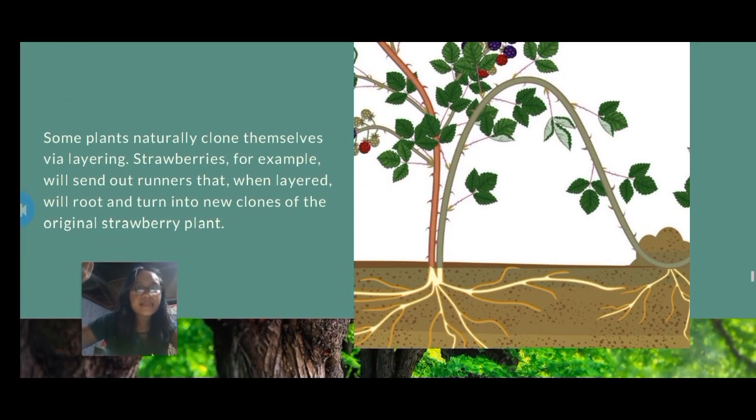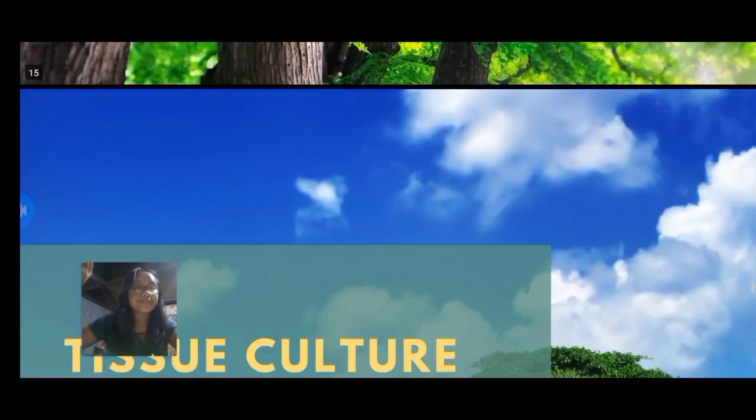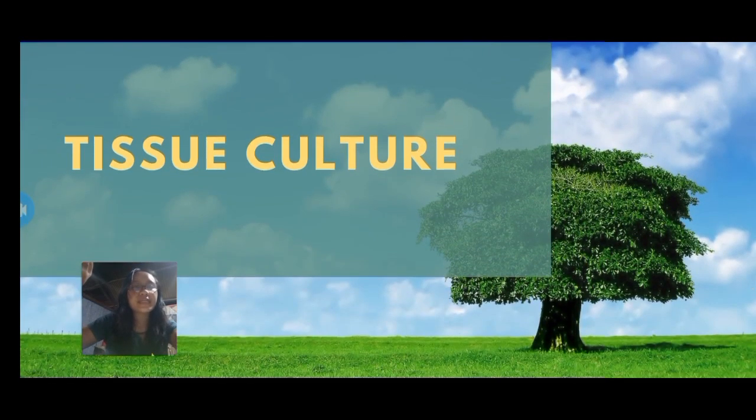Some plants naturally clone themselves via layering. Strawberries, for example, will send out runners that, when layered, will root and turn into new clones of the original strawberry plant. So next, we have here tissue culture, one of the methods of cloning.